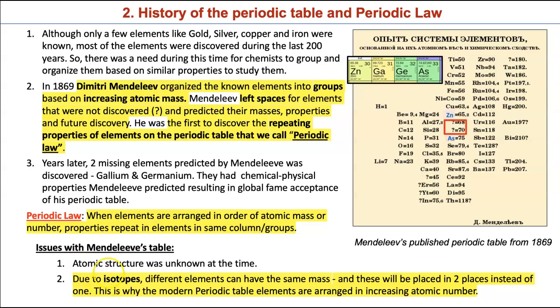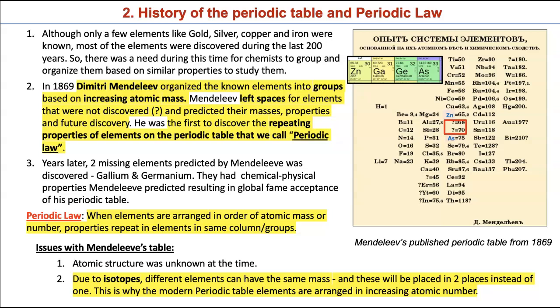So let's talk about issues with Mendeleev's periodic table that resulted in us making our new periodic table. First, atomic structure was unknown at that time. They didn't know what atoms looked like. So they didn't know about atomic number, they knew about atomic mass, they had no idea about valence electrons or electrons for that matter. And also, they had no idea about isotopes.